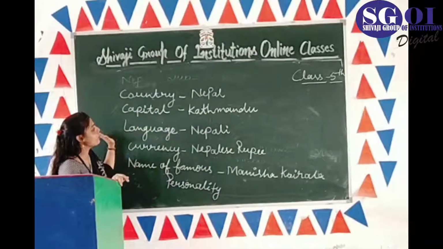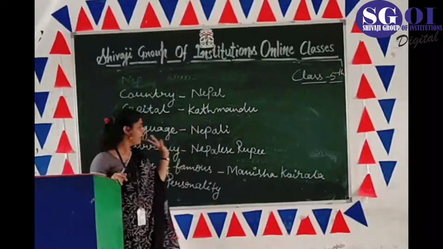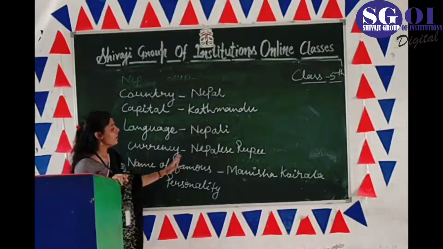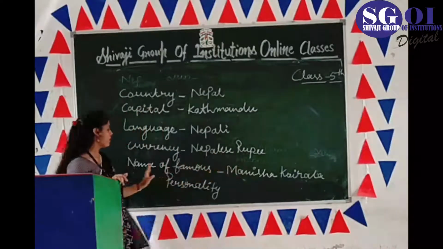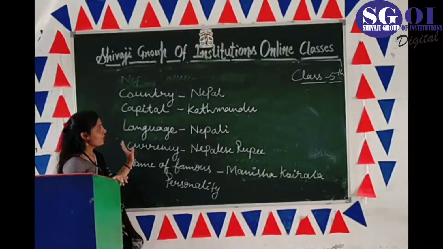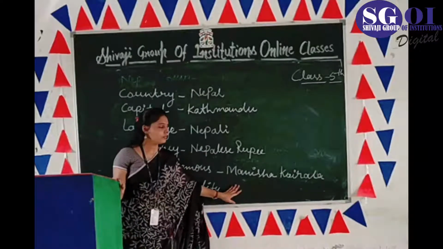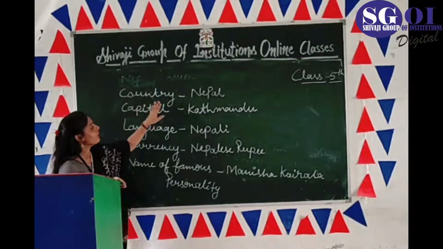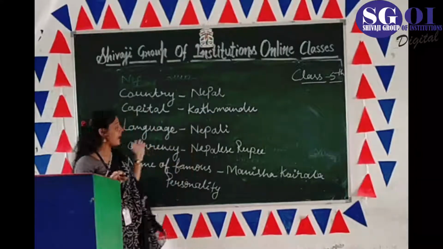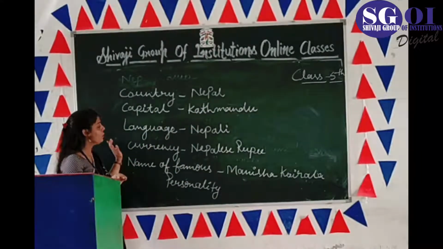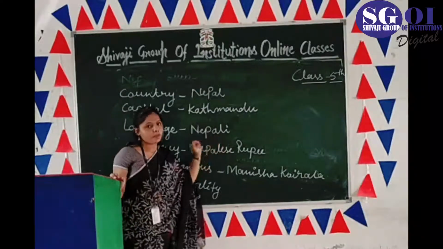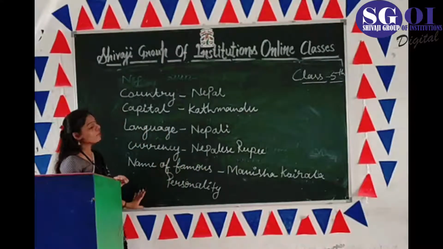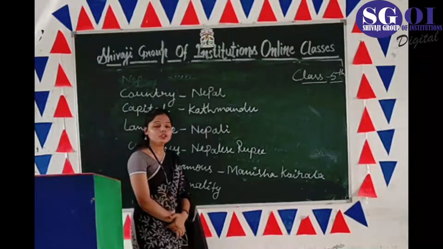What is the capital of Nepal? Kathmandu. The language is Nepali, and the currency is Nepalese rupees. The famous personality of Nepal is Manisha Koirala, the actress. Once again I am repeating: country name is Nepal, capital Kathmandu, language Nepali, currency Nepalese rupees, and famous personality Manisha Koirala.